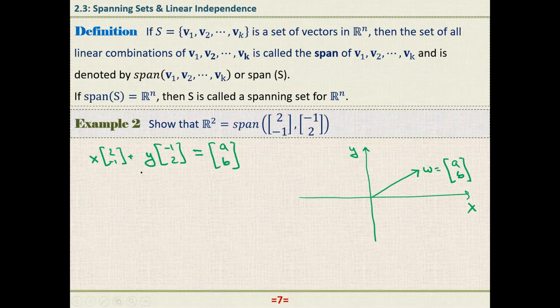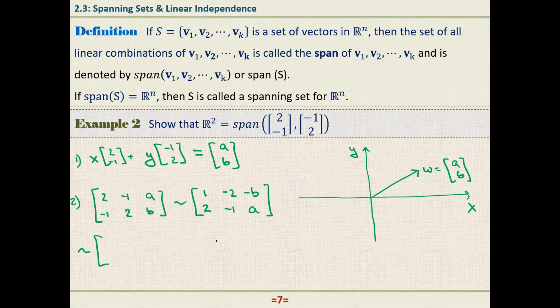Now to do this, we know that first we need to write the augmented matrix. So here we have 2, -1, -1, and 2, and here we have a and b. Immediately, if I interchange and multiply the first column by -1, here we have 1, -2, -b, and the second line will be 2, -1, a.